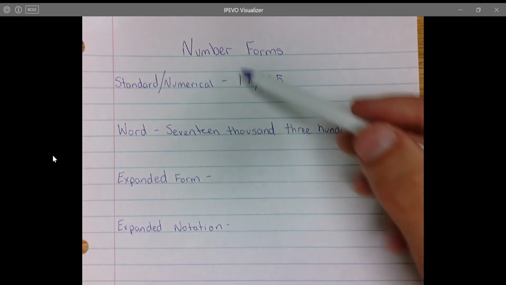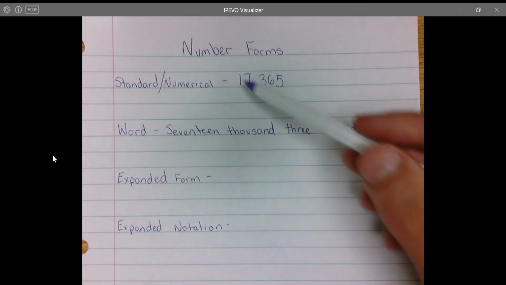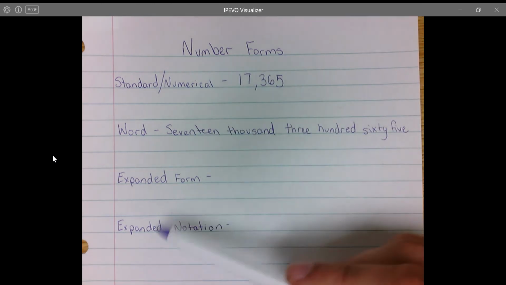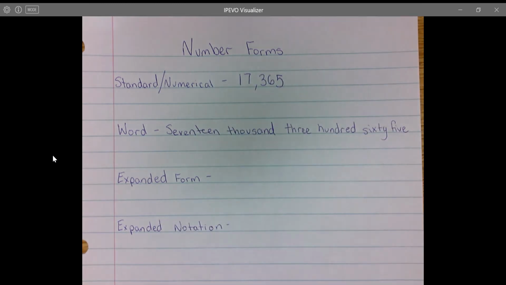So standard numerical form is how we normally see numbers. Word form is how we would say it, just written out in words. Then we're left with expanded form and then something called expanded notation. Expanded form is when we take this number and really stretch it out.